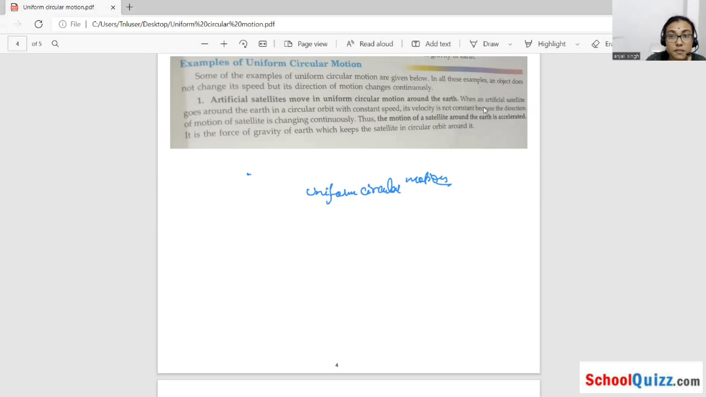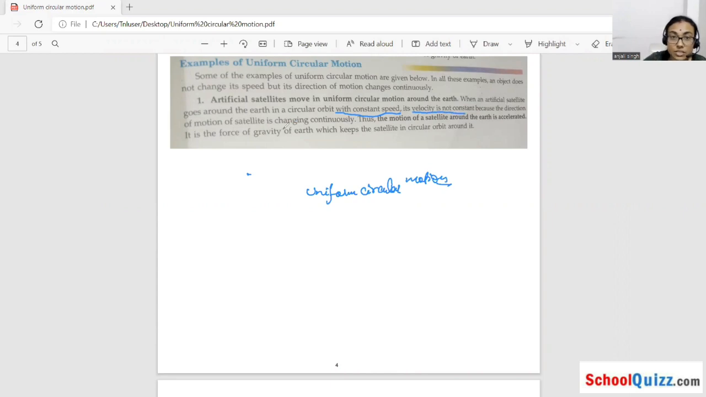Okay, so when an artificial satellite goes around the earth in a circular orbit with constant speed, the velocity is not constant because the direction of the motion of the satellite is changing continuously. Here the direction is changing continuously, but its speed remains constant. I'll write it here. The speed is constant, and the most important thing, the velocity is not constant.